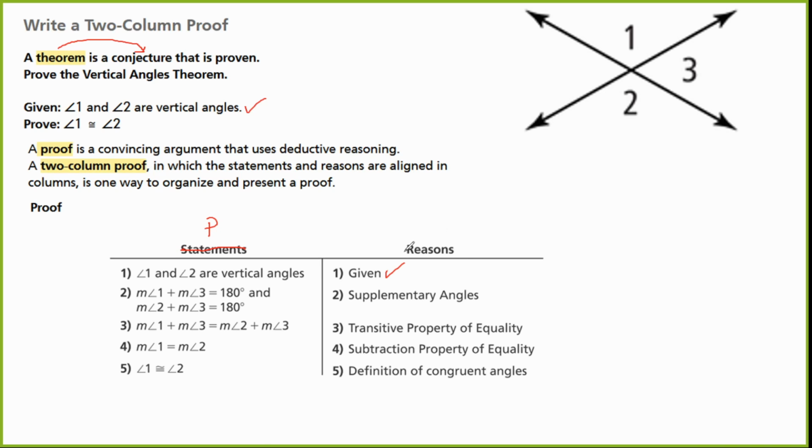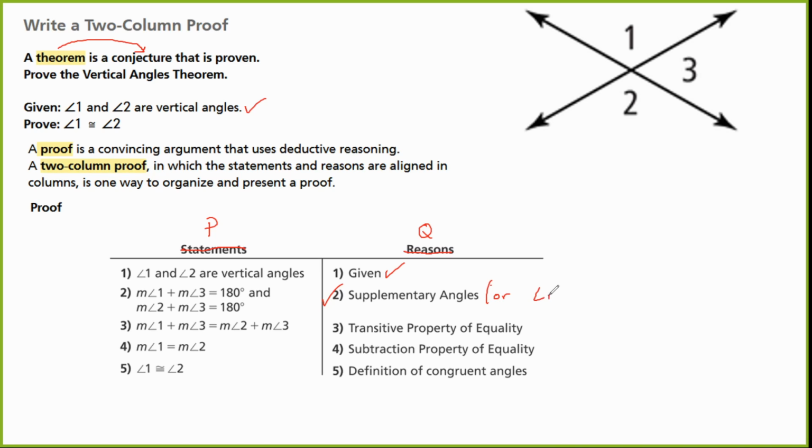So statements, we won't write that. We're going to write P and Q. The measure of angle 1 plus the measure of angle 3 is 180 degrees. And the measure of angle 2 plus the measure of angle 3 is 180 degrees. And they're saying that's by the supplementary angles theorem. What else could we call that? Well, 1 and 3 and 2 and 3.